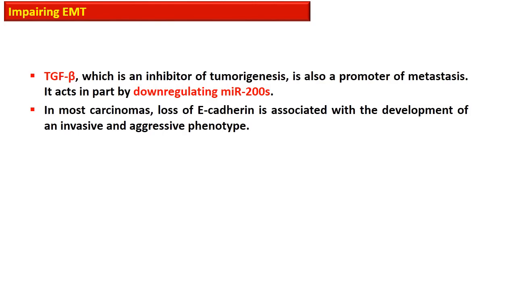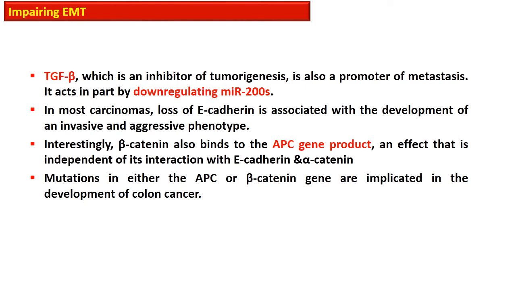The transforming growth factor, that is an inhibitor of tumorigenesis, is also a promoter of metastasis. This function is achieved by downregulation of microRNA 200s. In most carcinomas, the loss of E-cadherin is linked with development of an invasive and aggressive type of the tumor.